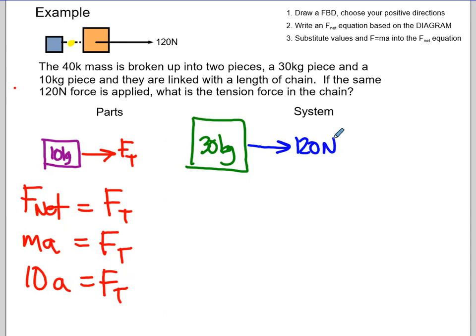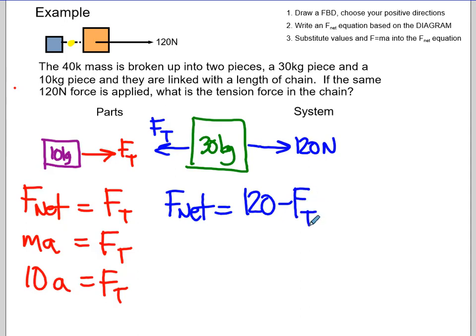Okay, and then here's the key piece. We have an arrow going backwards. That's also Ft. So when we write our F-net expression, we would have 120 minus Ft. Now again, I replace the F-net with ma. I'm just going to skip a line and jump ahead to say this is 30a equals 120 minus Ft. So again, I have an equation with two unknowns that I can't solve.